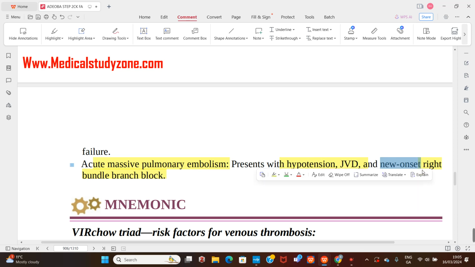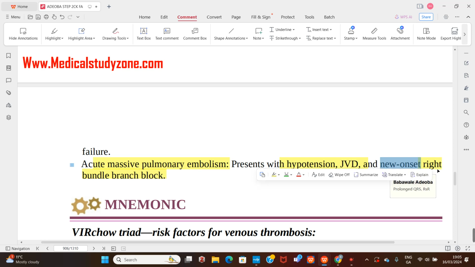They will have new onset right bundle branch block because of the strain on the right ventricle. That sudden massive PE will not create an escape route for the blood to leave the right ventricle. So the right ventricle starts stretching, expanding, stretching on the bundle branches, and they can have a block.